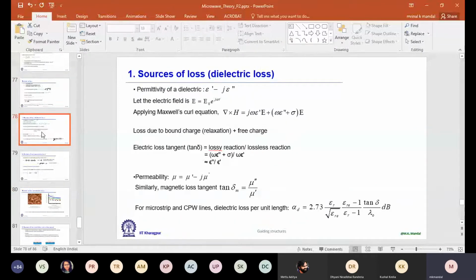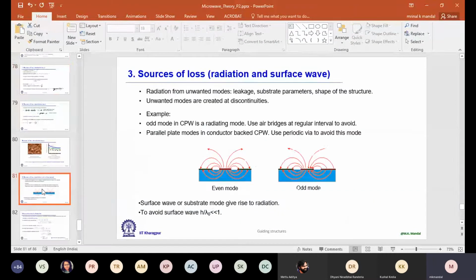And then what about the dielectric loss? It comes because of the imaginary part of permittivity, and the physics behind it is dielectric relaxation or polarization phenomena that you know. So now we concentrate on the third topic, the loss due to radiation and surface wave.